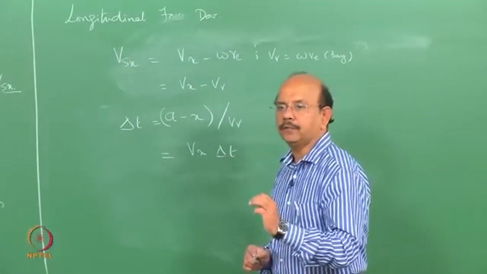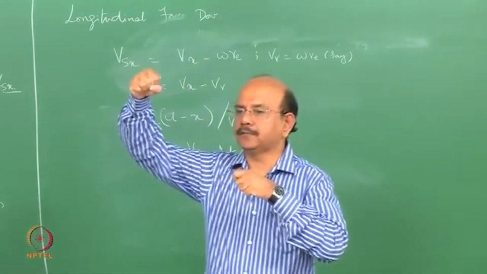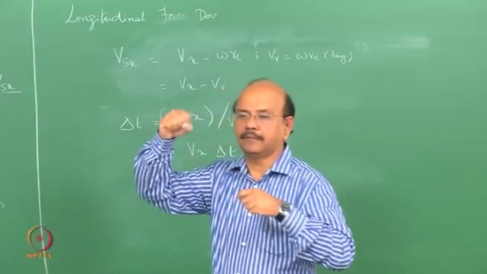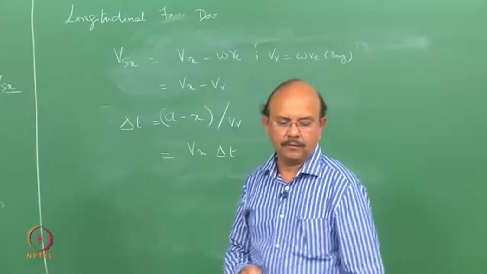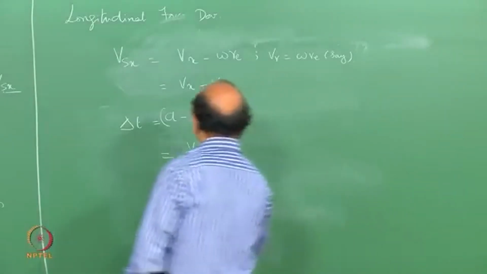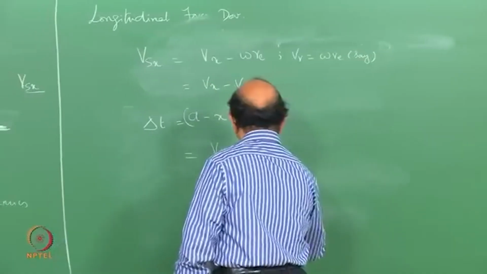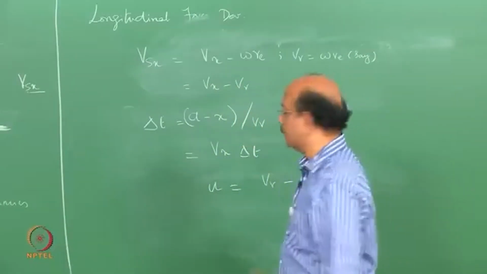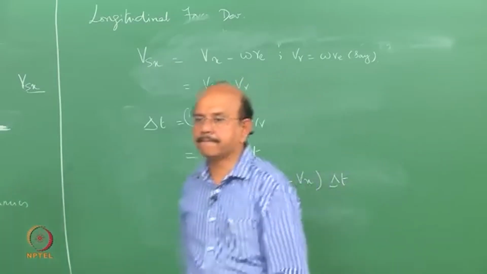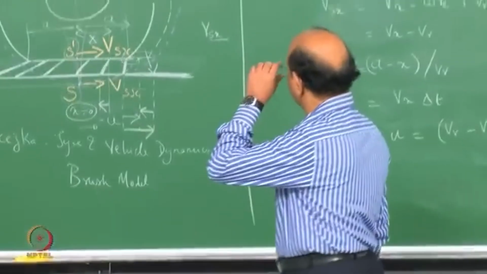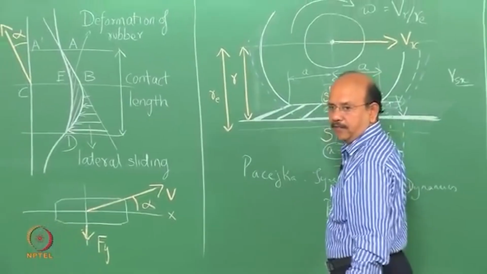So what is the deformation? The deformation is of this bristle. At one end it has moved this much, and at the other end that's the distance. So the deformation is nothing but the difference between the two, so you can write the deformation u to be Vr minus Vx into delta t. Yeah. So the point s dash, which velocity is it moving with? Is it Vr? It is the same as s prime's velocity, Vsx.